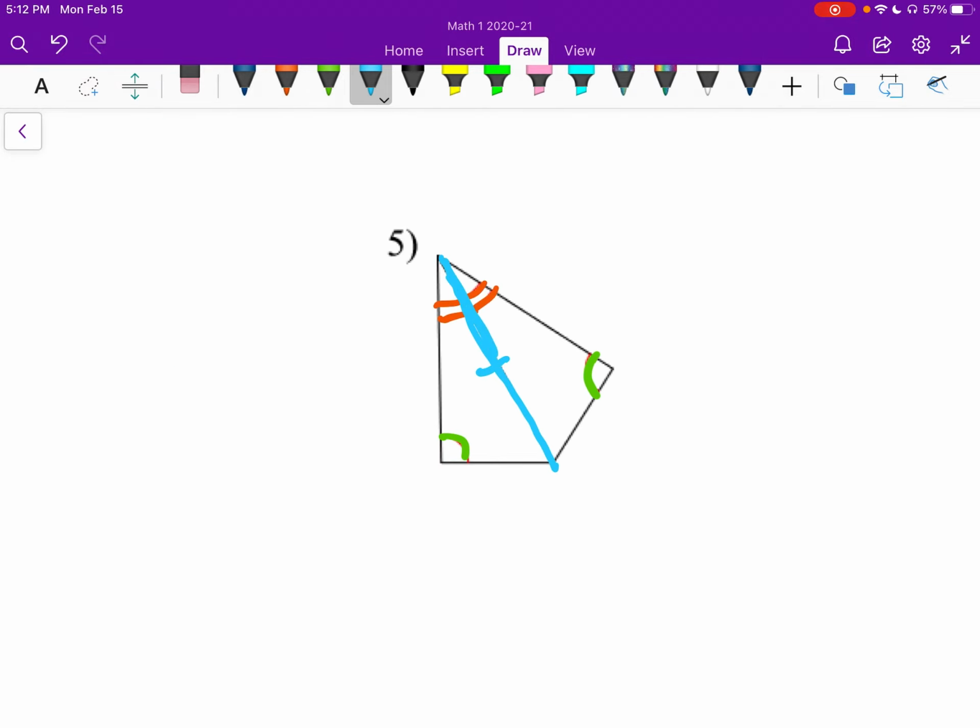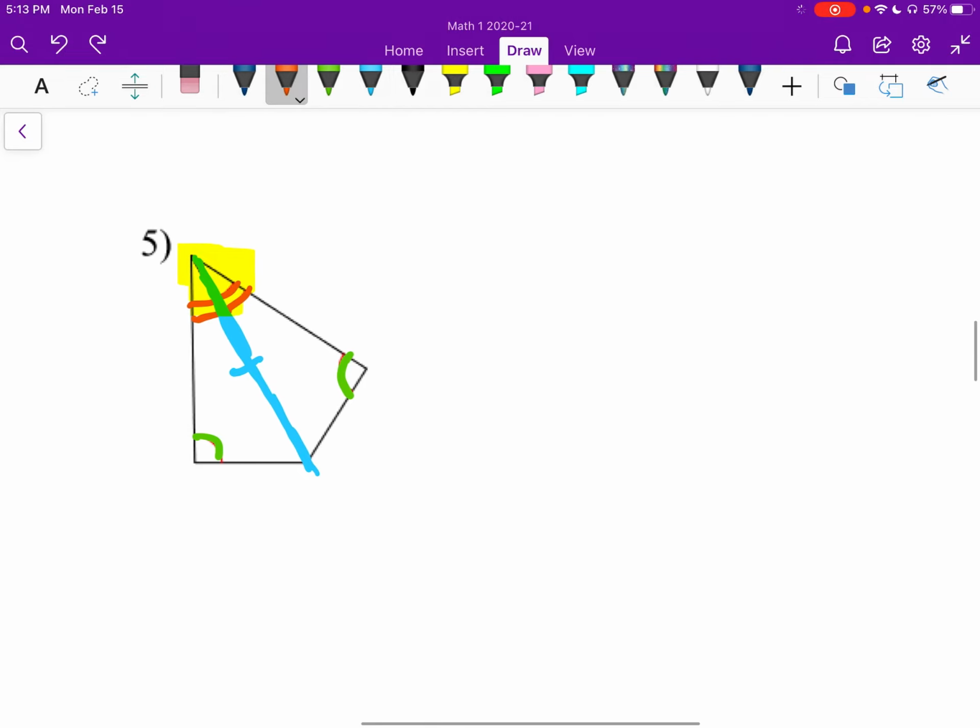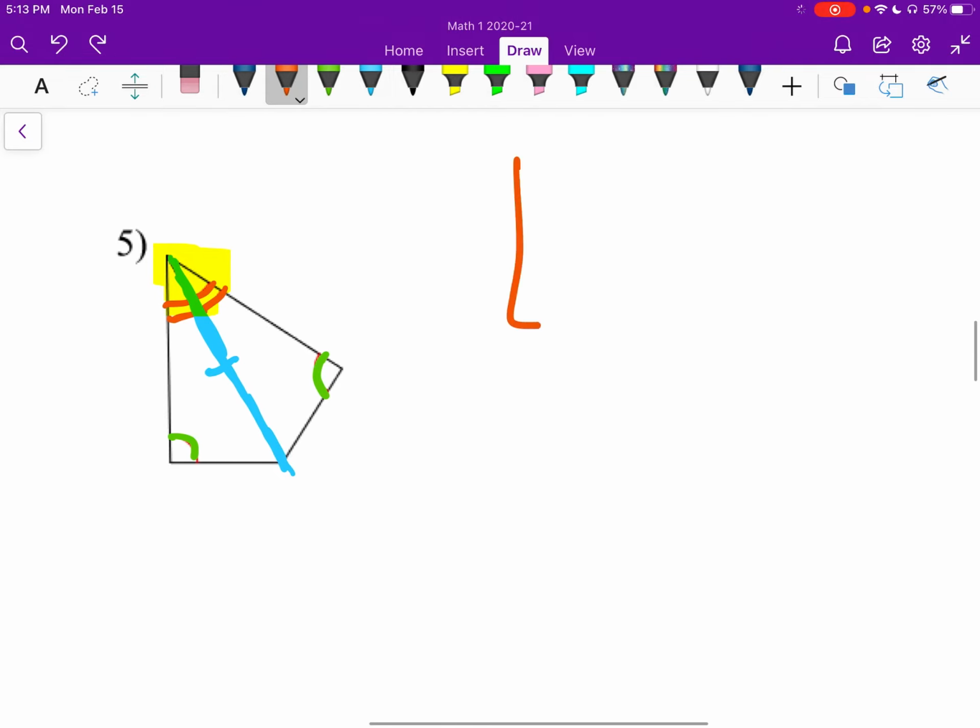Here's our side. The 2 angles that touch it are this angle and this angle. We don't know anything about that bottom angle yet. So we can't say they're congruent yet. But what we can do is say, well, if the 2 angles are congruent, then the third angle has to be congruent also, right?